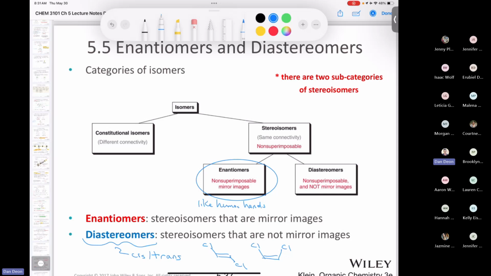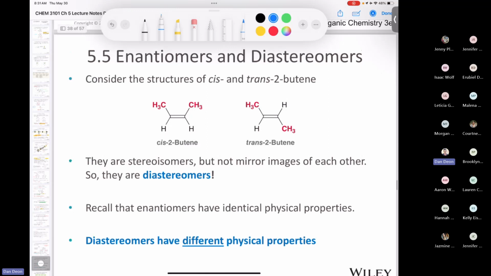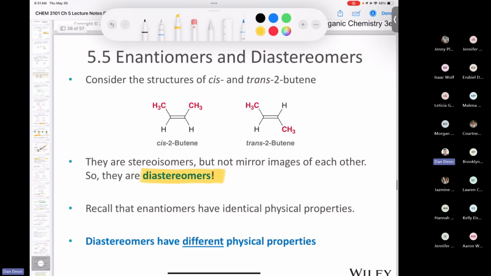So there you go. You've already uncovered the definition, and you see it here. Cis and trans 2-butene. What's the definition? They're stereoisomers, right? But they're not enantiomers. If they're stereoisomers but they're not enantiomers, the answer is they are diastereomers. That is the definition right there: stereoisomers but not mirror images of each other.